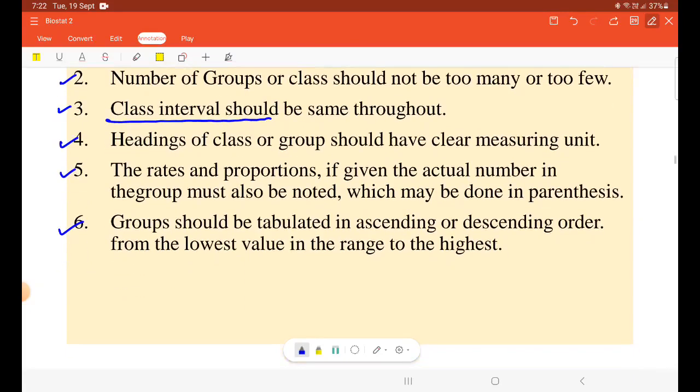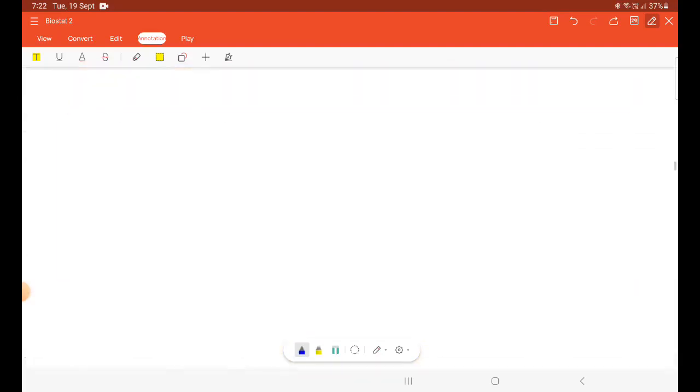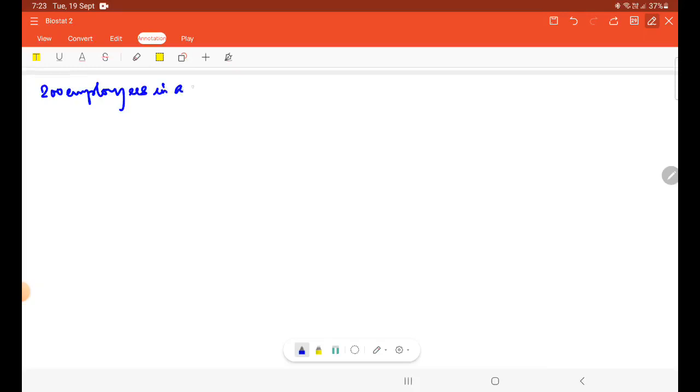So I hope it is understandable to everyone. So how will it be done? Group interval. Say 200 employees in a company. Okay, their work experience is going to be measured.